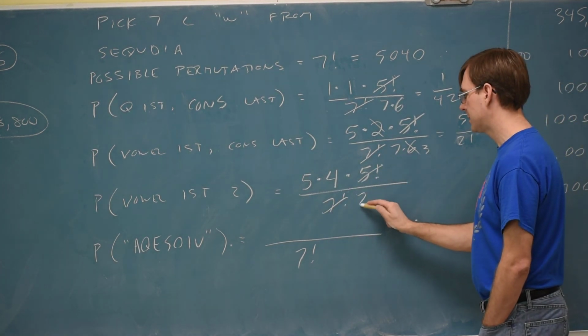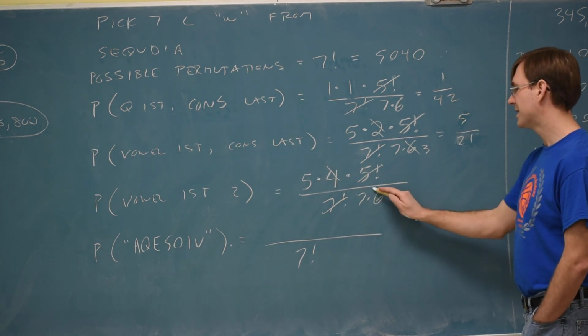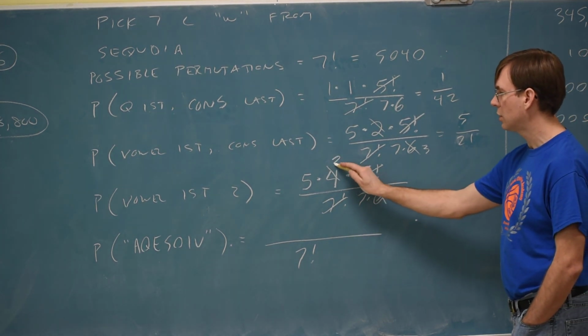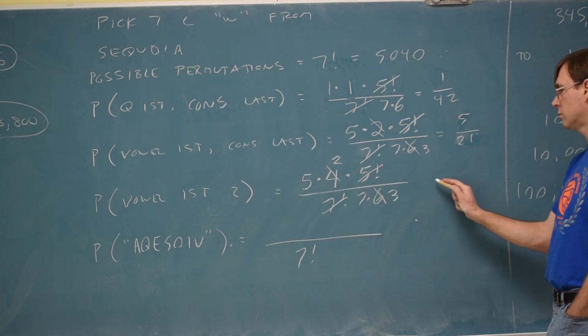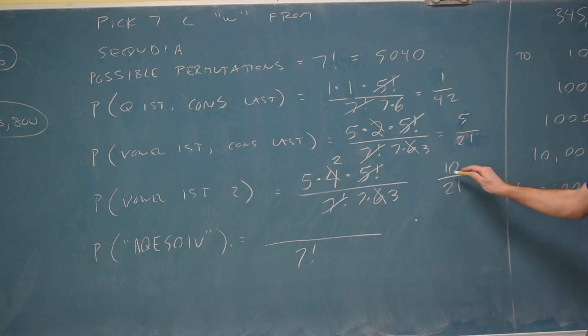This can cancel this to go 7 and 6 again. 4 and 6, I can get a little mini cancel because 2 goes into both of those. And I'd get a 21 bottom and a 10 top.